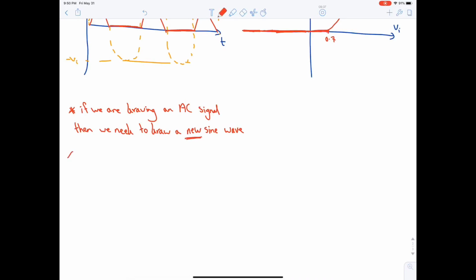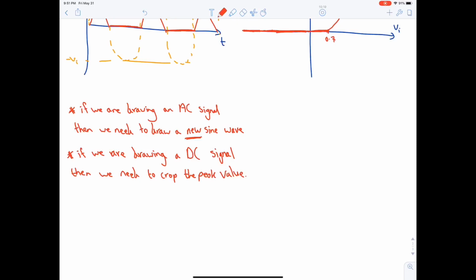If we are drawing a DC signal, then we need to crop the peak value. I will show you what I mean later on.